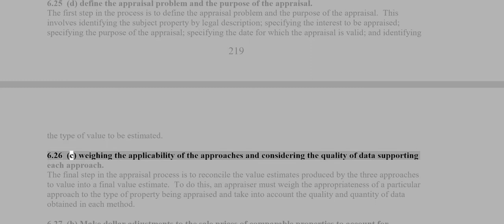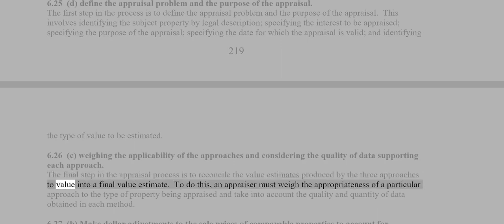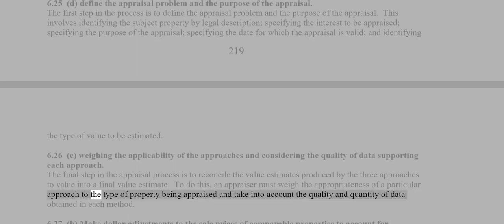6.26 C. Weighing the applicability of the approaches and considering the quality of data supporting each approach. The final step in the appraisal process is to reconcile the value estimates produced by the three approaches to value into a final value estimate. To do this, an appraiser must weigh the appropriateness of a particular approach to the type of property being appraised and take into account the quality and quantity of data obtained in each method.